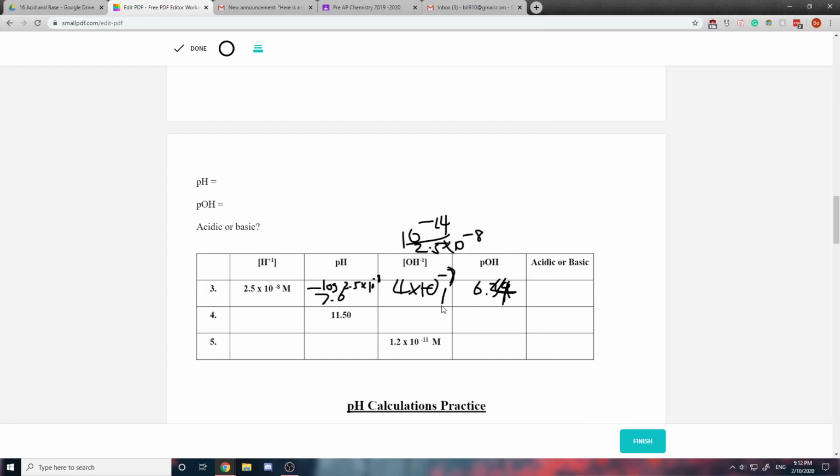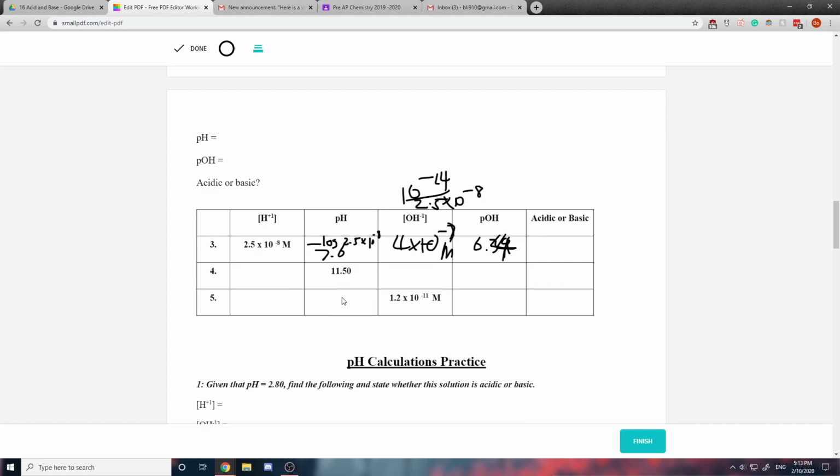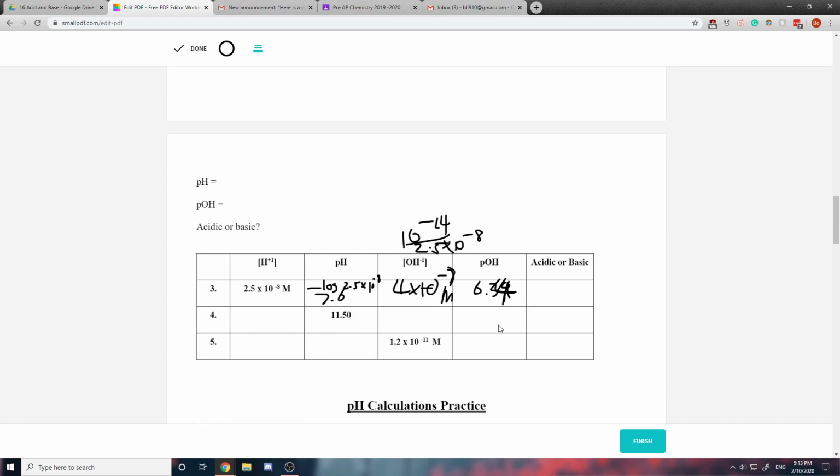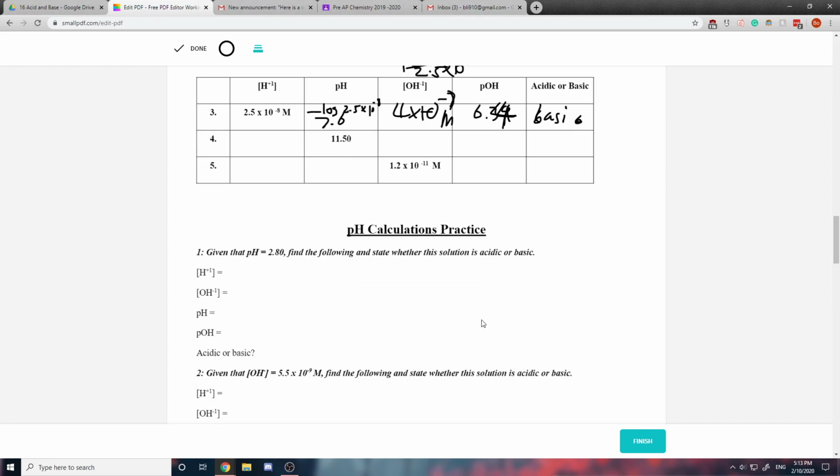Okay, again, these are concentrations, so make sure you put molarity. Do the same thing for this, right? If you have pH, you can find pOH. Do the anti-log or 10 to the negative pH for the H plus, anti-log or 10 to the negative pOH for the OH concentration. Right? This one would be basic. By the way, the first one, because the pH is greater than 7, pOH is less than 7. Okay.